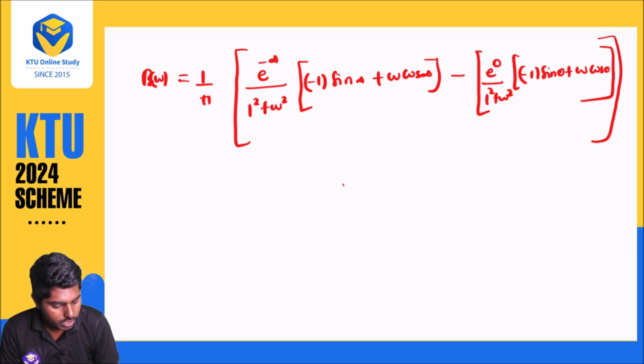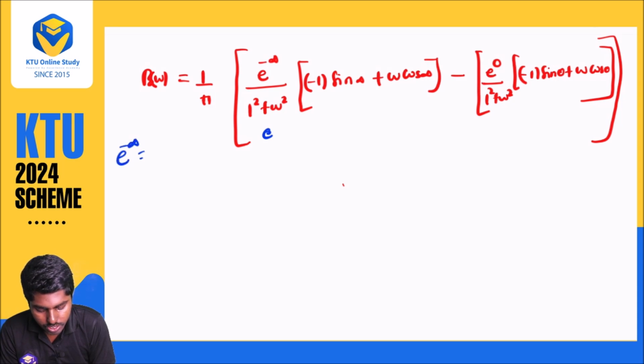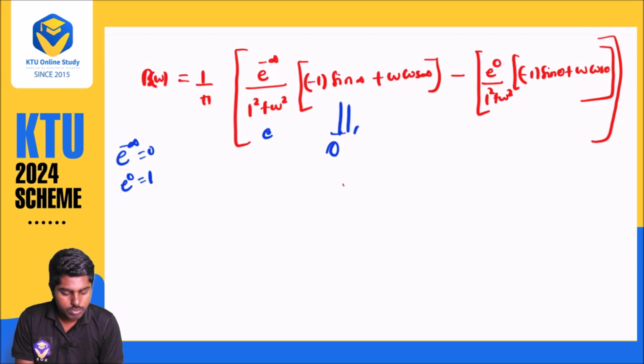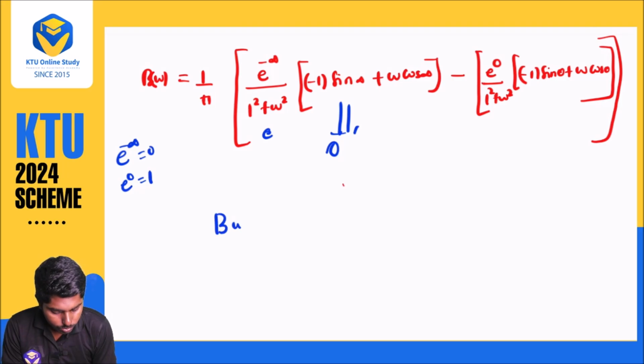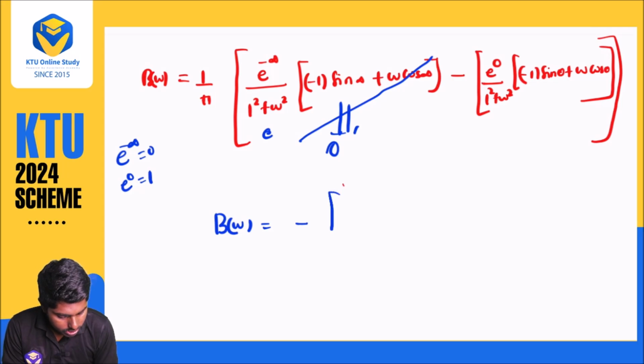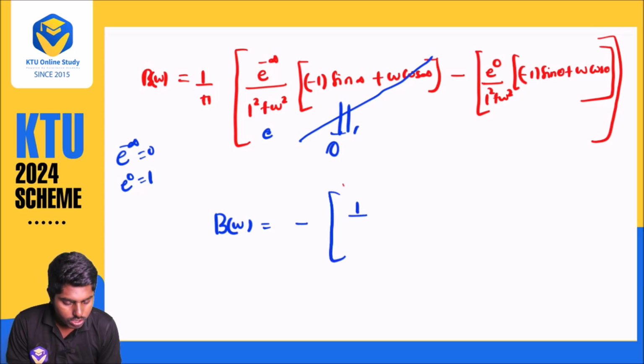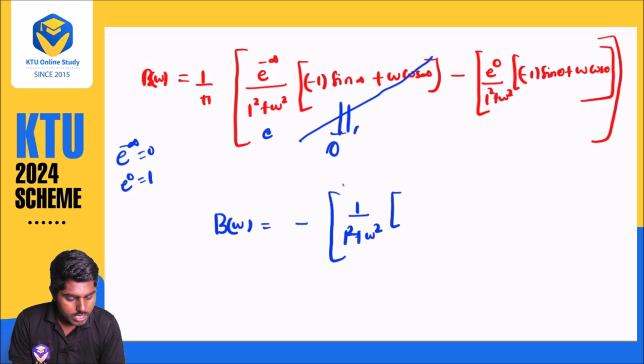So what will we be getting? Just to solve, e power of minus infinity is 0 and e power of 0 is equal to 1. So this term will become 0 totally. So b omega is equal to minus of e power of 0 equal to 1, so 1 divided by 1 square plus omega square. Sin 0 is 0, so 0, omega into cos 0, and cos 0 is 1.